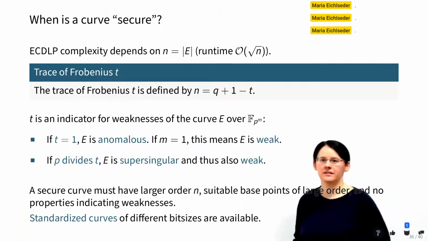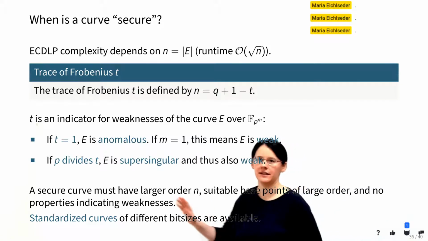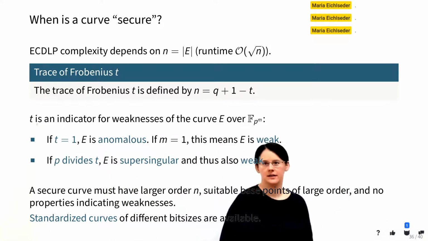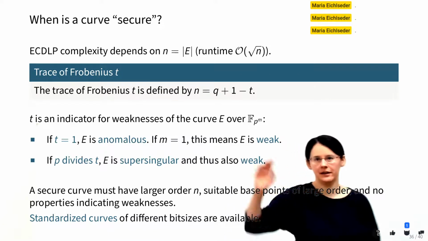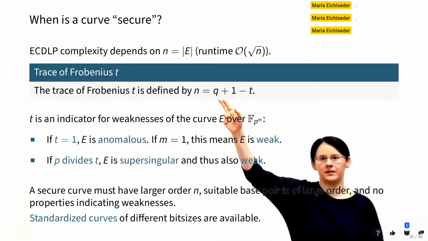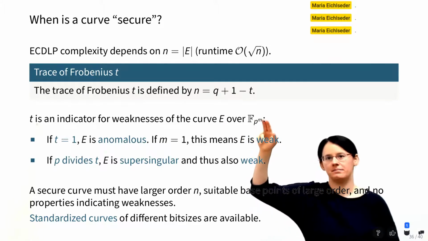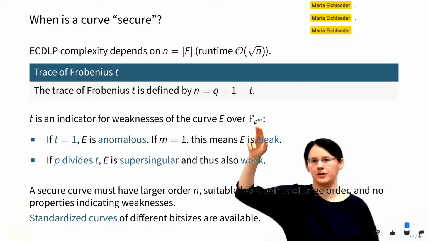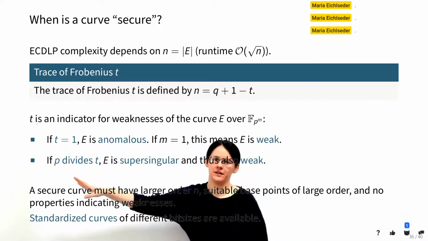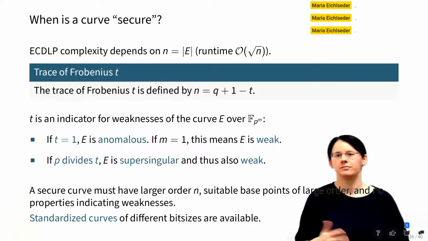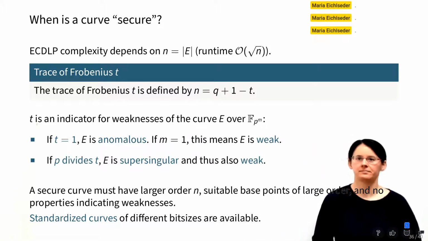There are also other cases. For example, if t is a multiple of the value p, where the q here, the size of the field, equals p to the power of m. So if the m here is very large and the p is very small, so that it works out that t is a multiple of it, then E is called a supersingular curve and also has some weaknesses.